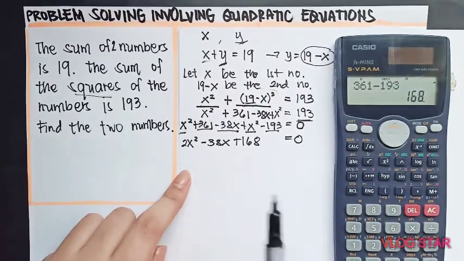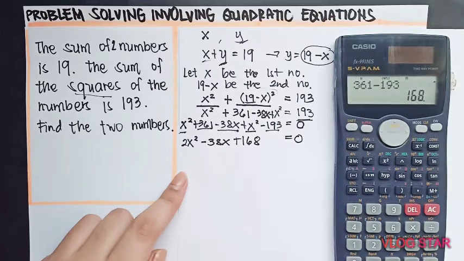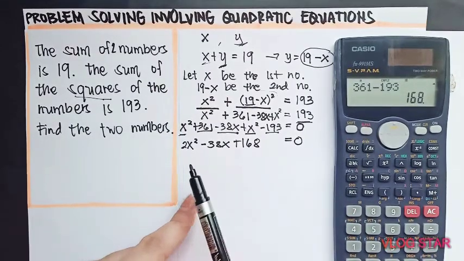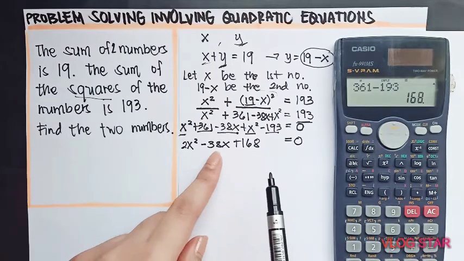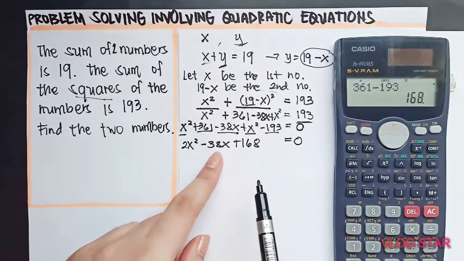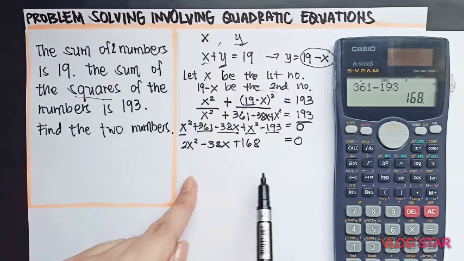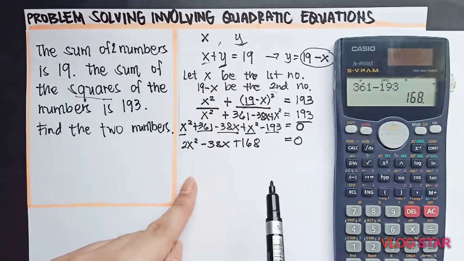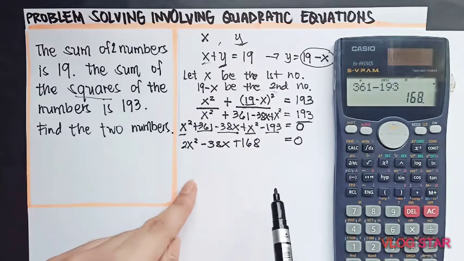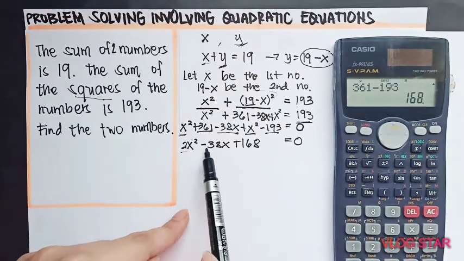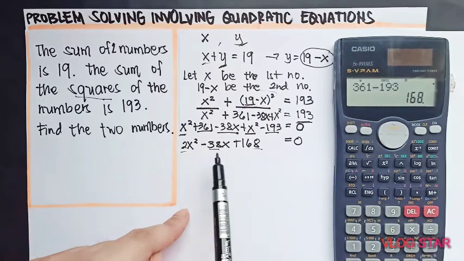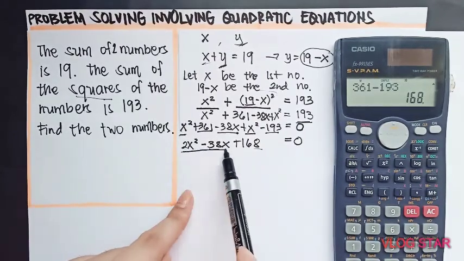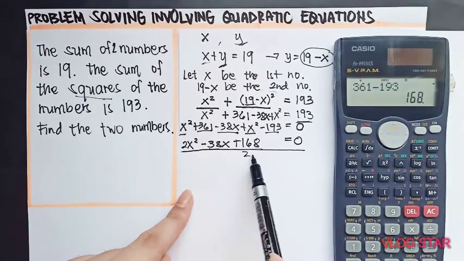Let us solve this using any method that we have discussed in solving quadratic equations. But we cannot use extracting the square root here because we have b, or this is a complete quadratic equation. So we will just choose among factoring, completing the square, and quadratic formula. And by the way, each term is divisible by 2, so let's make this equation smaller. We will divide the whole equation by 2.